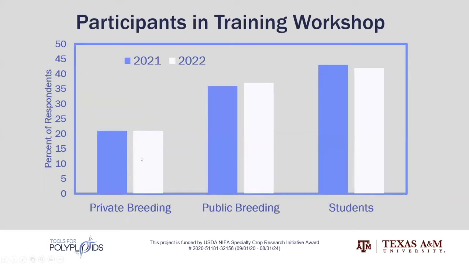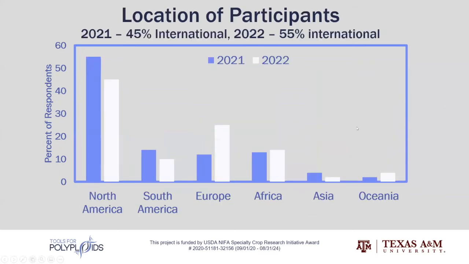About 20% were people from private breeding programs, and a little less than 40% from public breeding programs. And then a larger number, 45% or so, are students and postdocs. Again, representing a very young distribution of people in this group. We have both international and national participants. About 50% are in North America, and the other 50% in other areas: South America, Europe, Africa, a few in Asia, and a few in Oceania, mainly New Zealand, which is one of our collaborators.